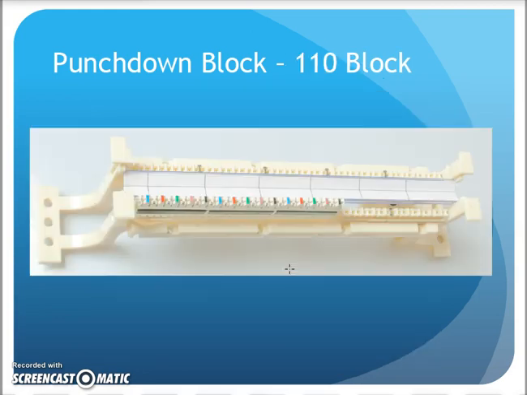Meanwhile, a later replacement for the 66 block was the 110 block. This was designed to be that block that was capable of doing phone and data. And it was able to do data for lower speed data, like the 100 meg data kind of thing. Gig and 10 gig, it's just not capable. There's too much untwist involved.